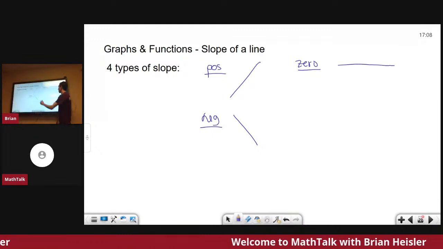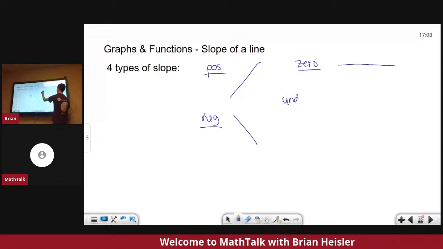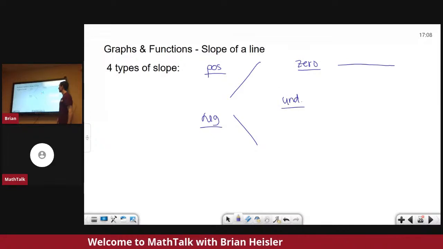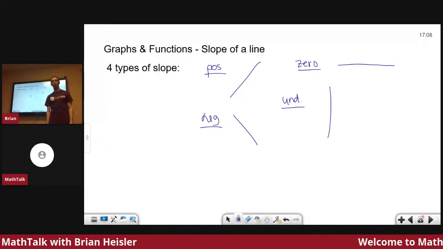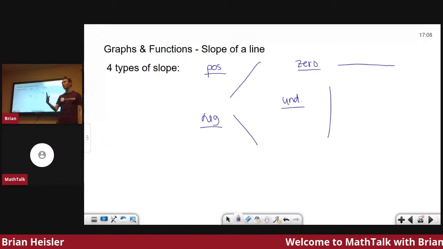And then we have the last one, which is undefined. I'm going to abbreviate it as UND. Undefined is any straight line up and down. It's undefined. So those are your 4 different types.